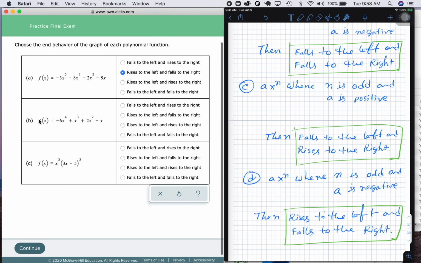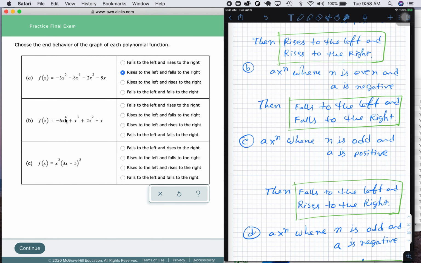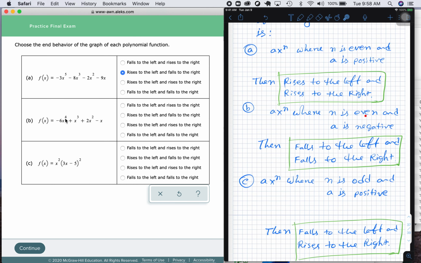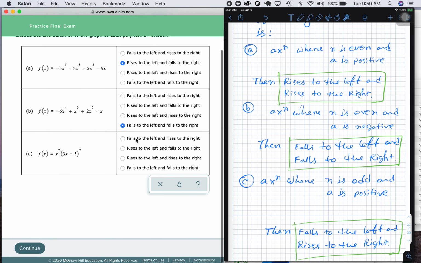Similarly, for B, the leading term is negative 6x to the power 4. 4 is an even number, so go to the even rules. A and B are even. Here a is a negative number, negative 6, so it follows rule B. N is even, a is negative, so it falls to the left and falls to the right. So the answer choice is B, the last one.